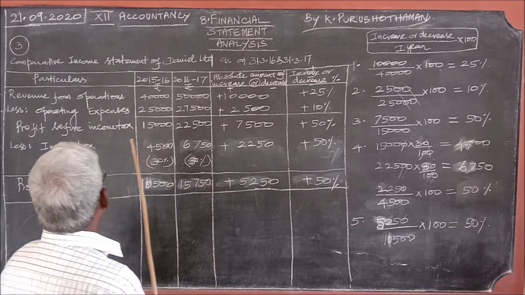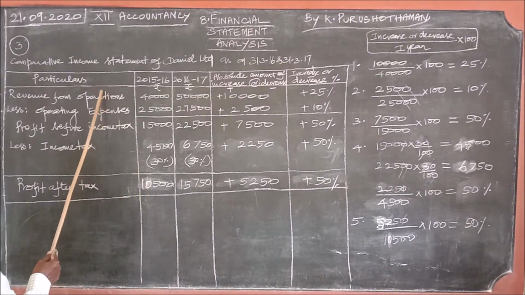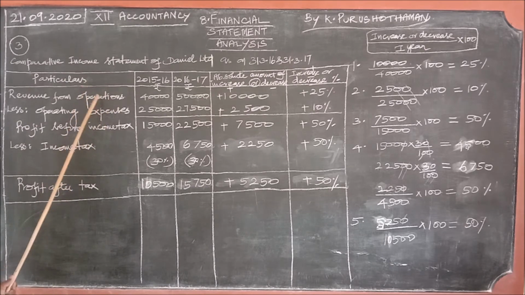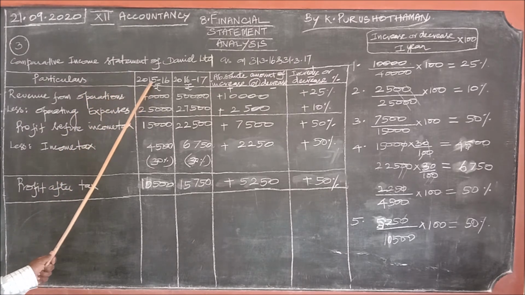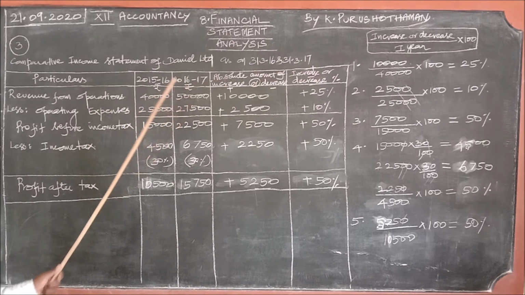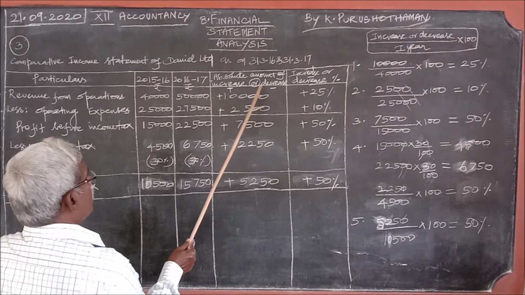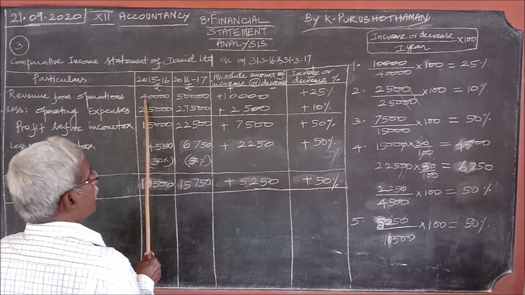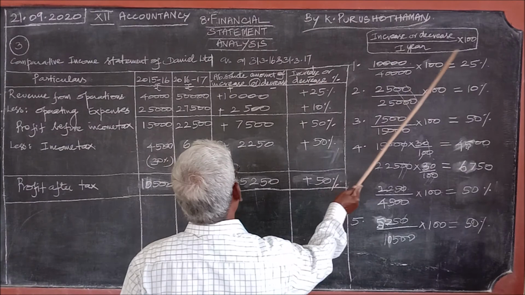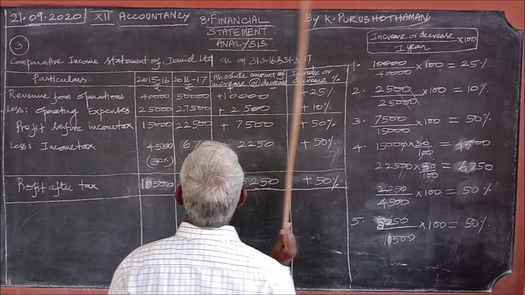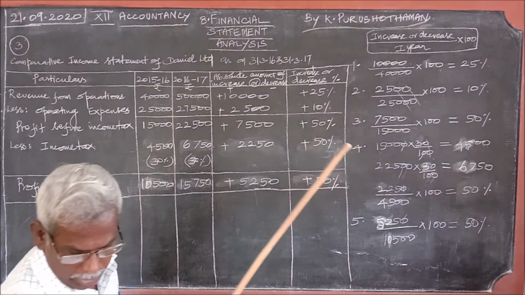Once again I repeat. In point number 1, only one income is given here, revenue from operation. For the first year, 40,000, and for the second year, 50,000. Therefore, what is the increase? 10,000. So, increase by first year into 100, that is 25%. Okay, that is what is given.